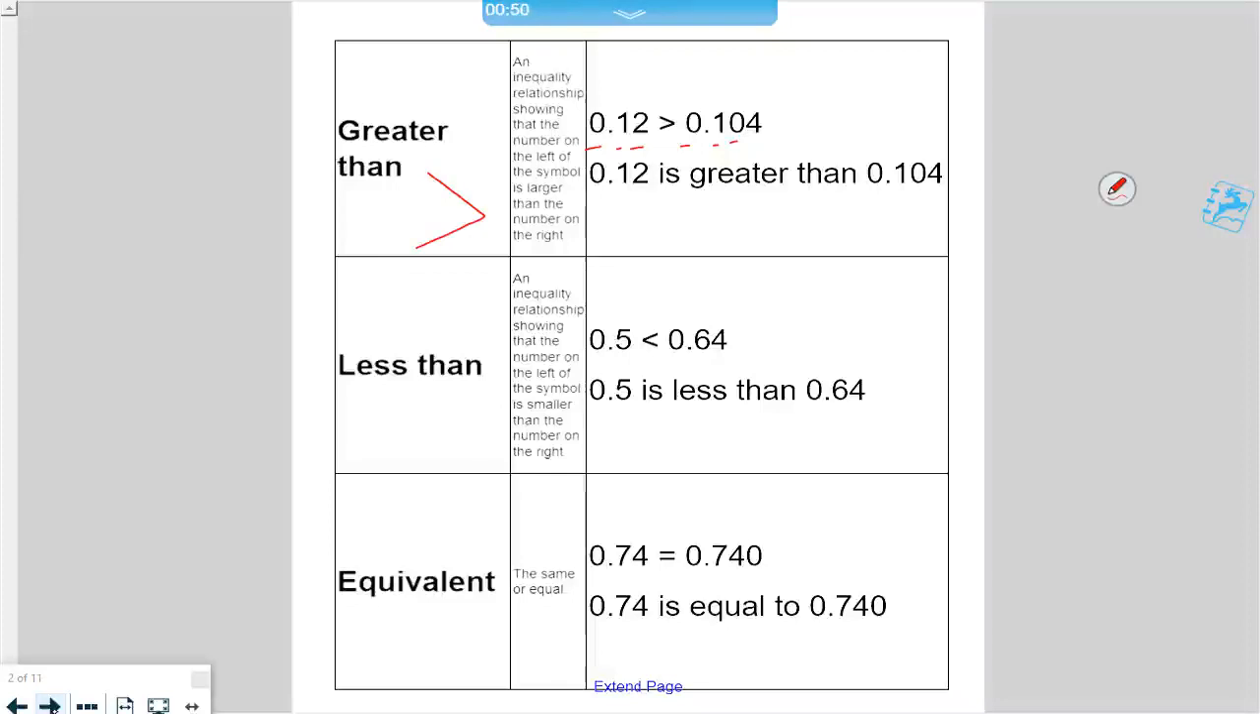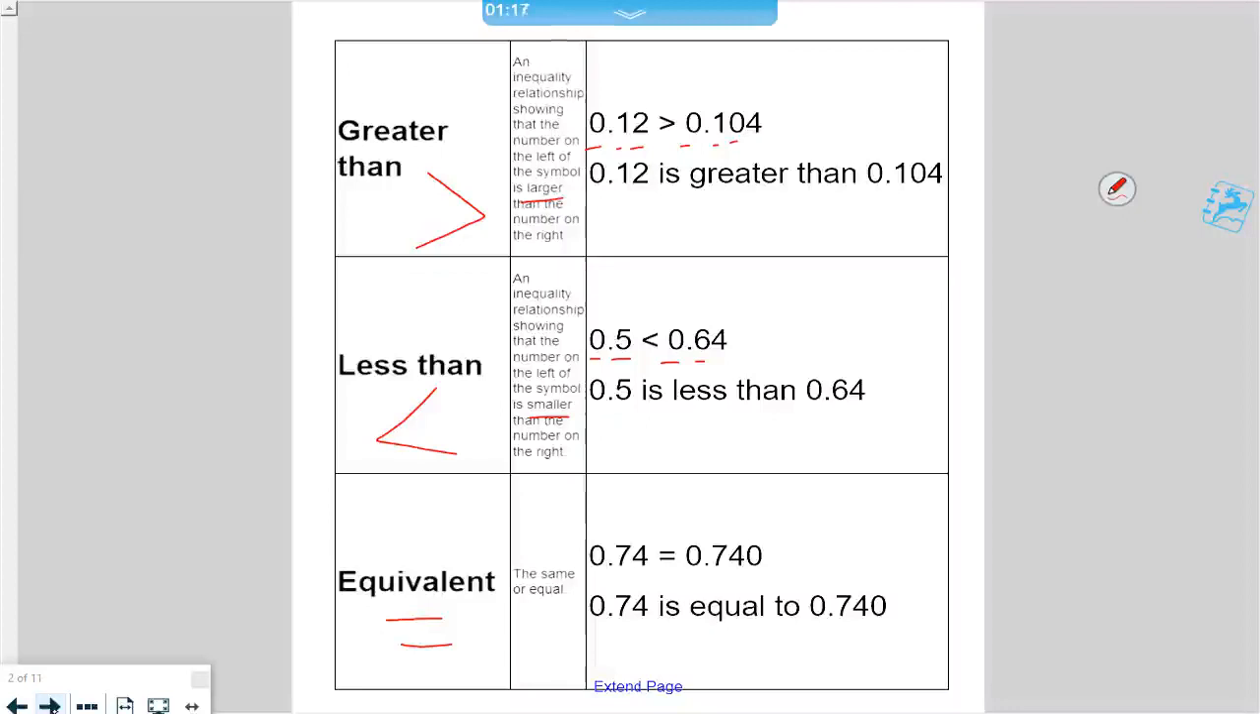Okay, and then less than is an inequality relationship showing that the number on the left side of the symbol is smaller. This one is larger, this one is smaller. So here we go, 0, 0, 5, 5. Well, 6 is bigger than 5. So when we read this, 5/10 is less than 64 hundredths. All right, and then equivalent is equal.